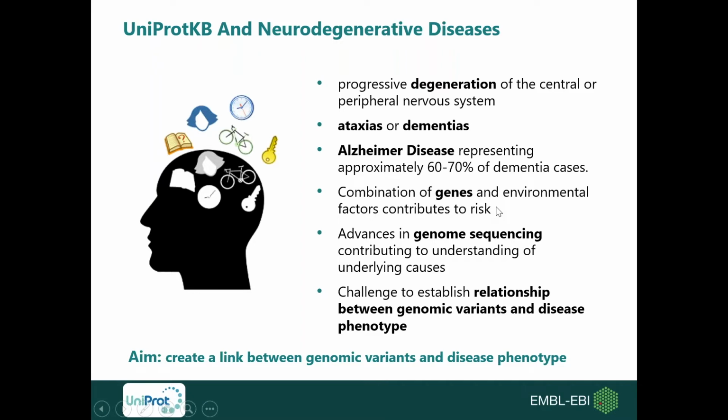That is, a person might carry a protein variant that makes them more susceptible to a neurodegenerative disease. Recent advances in genome sequencing are contributing to our understanding of underlying causes of these diseases. However, it still remains a challenge to establish the relationship between genomic variants and the disease phenotype. Our aim is to create a link between genomic variants and disease phenotype and thereby contribute to the understanding of disease development.